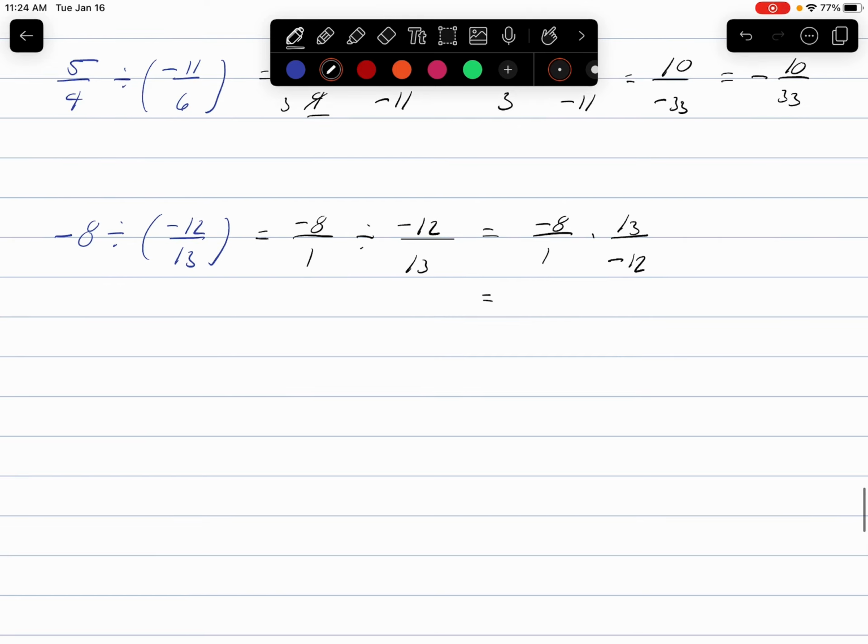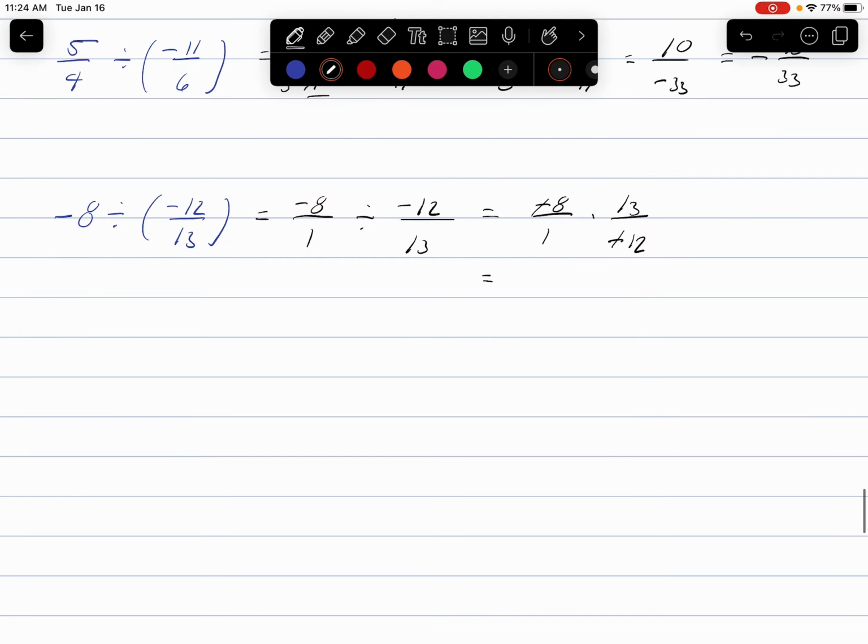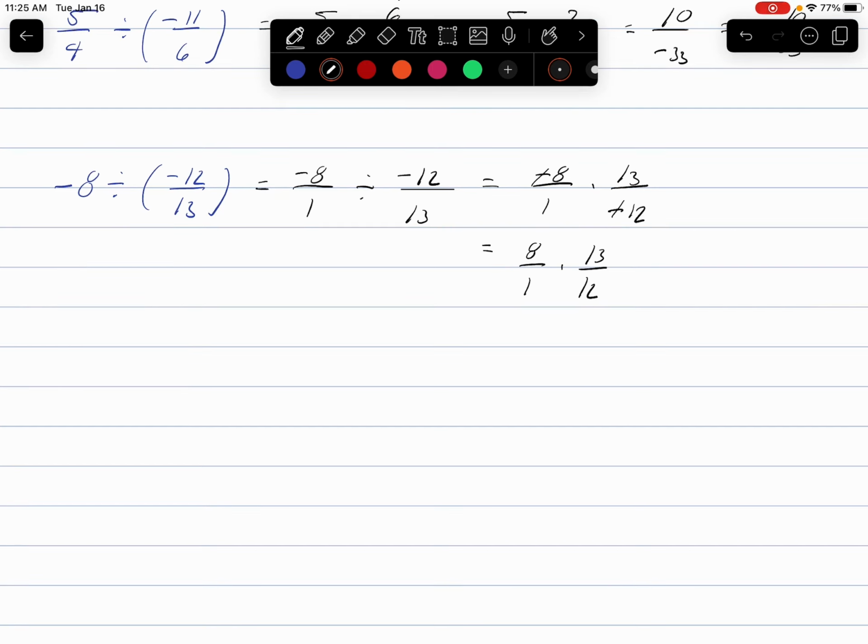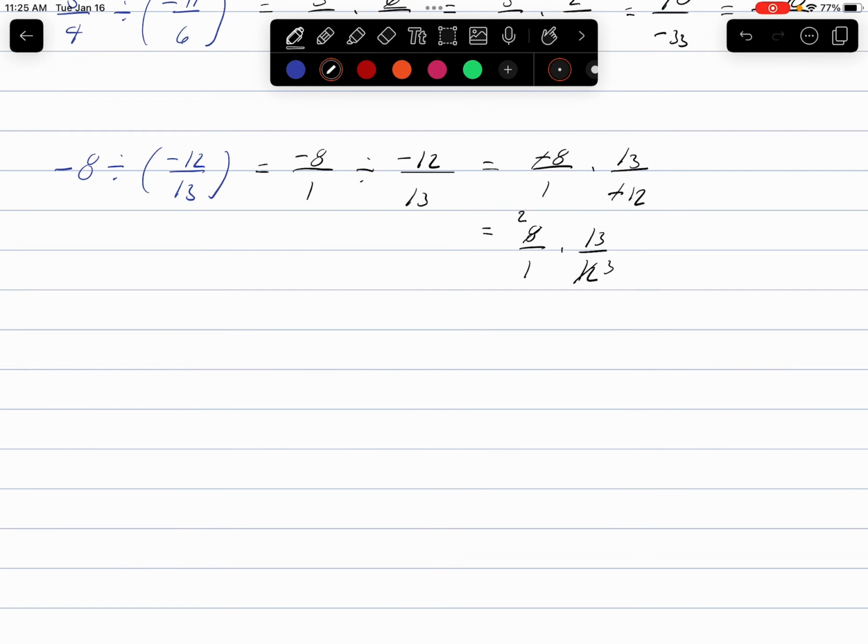The first thing is we can go ahead and cancel these negative signs, because we're going to end up dividing a negative by a negative, so that's going to cancel the negative sign. So we'll end up with 8/1 times 13/12. And we can also divide both 8 and 12 by 4. So this is going to become a 2, and this is going to become a 3. Alrighty, so this is going to give us 2/1 times 13/3, or we're going to have 26/3 when we multiply straight across.